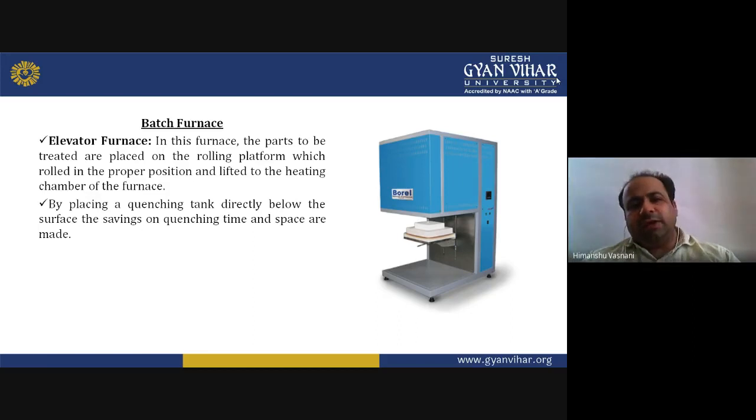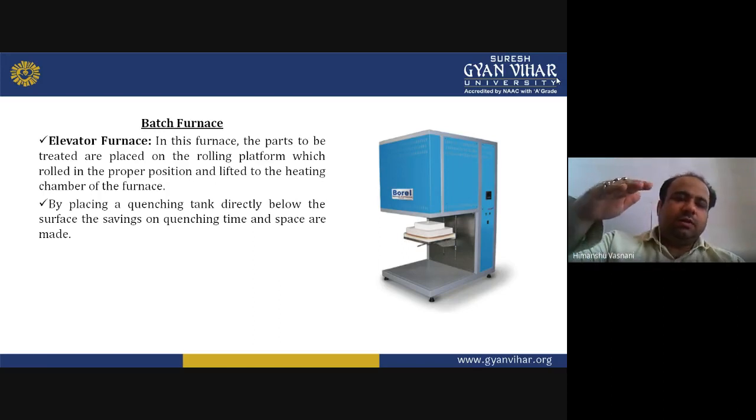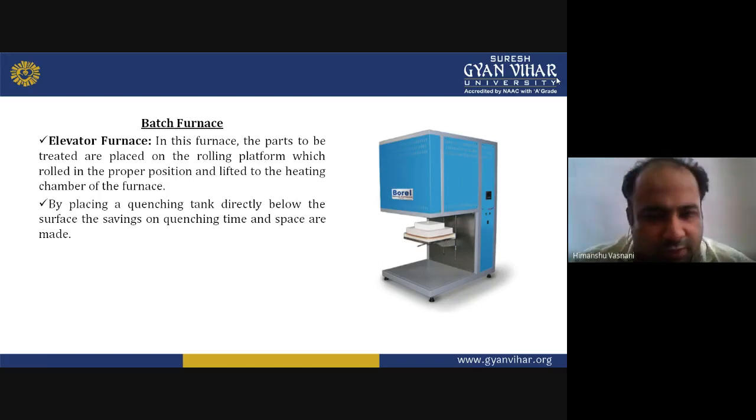In one more addition, you can place a quenching tank directly below the surface. The savings on quenching time and space are made. It means you have a platform, on which you put the workpieces you want to heat treat, and that platform is taken to the required heating chamber of the furnace. So a kind of elevation of the workpieces towards the heating chamber is done. In this way, the elevator furnace got its name.